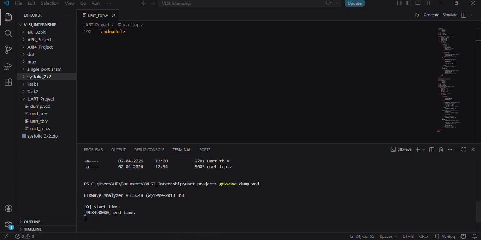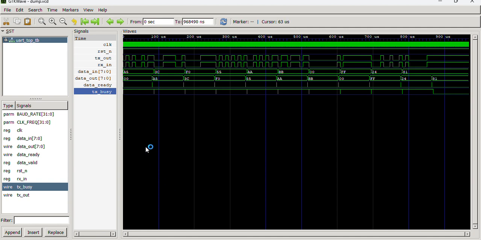Coming to GTKWave, in this see the clock, reset, TX out and RX in. TX out is the transmitted serial output, and RX in is the serial input. Data in is [7:0]. Data out is displayed here. Data ready is the complete received data, and TX busy is the TX transmission active line.